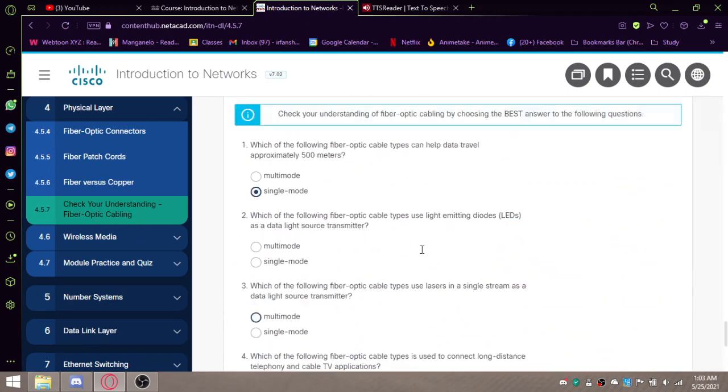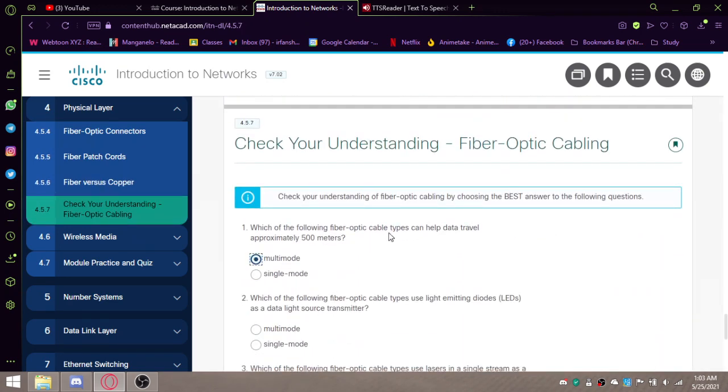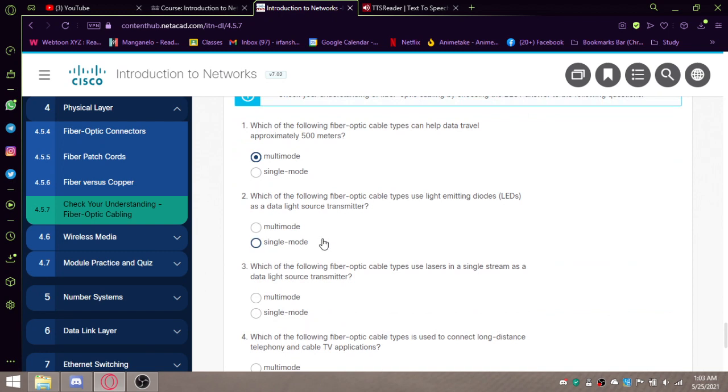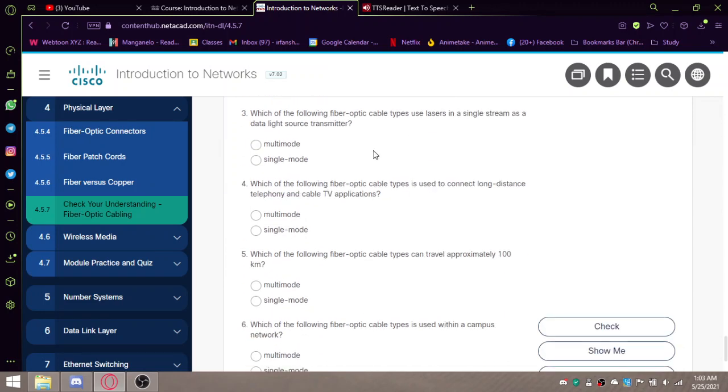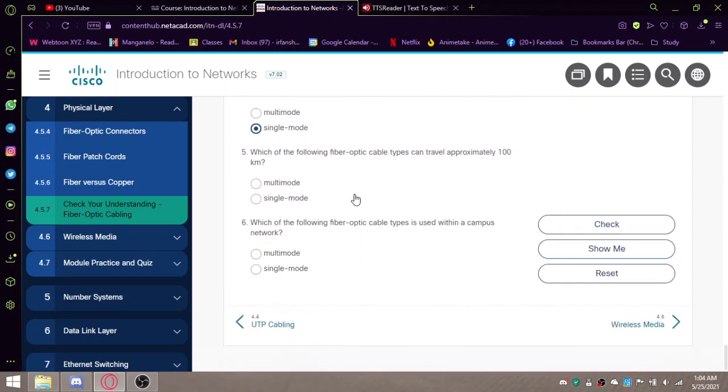Tapi dia kata jawab daripada soalan tu mati mode lah nampaknya. Okay, which of the following fiber optic cable types use light emitter diode? Mati mode lah. Which of the following fiber optic cable use laser single mode as a stream of light? Which of the following fiber optic cable types is used to connect long distance? Which of the following fiber optic cable can travel approximately 500 kilometers?